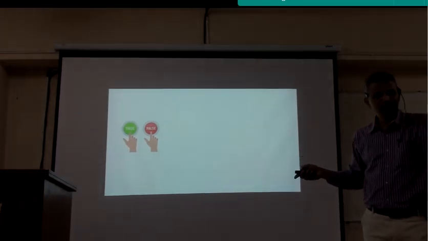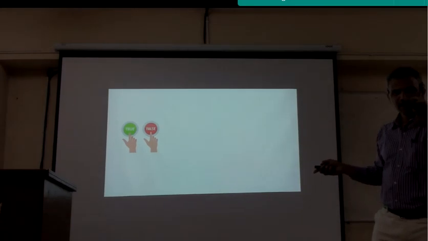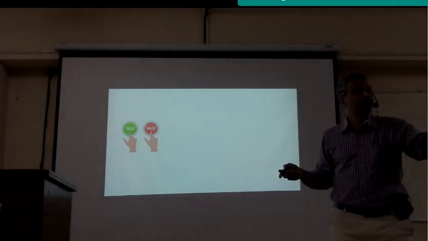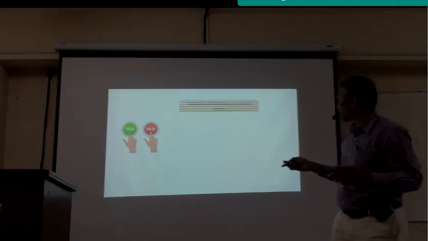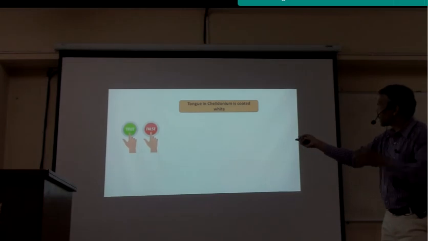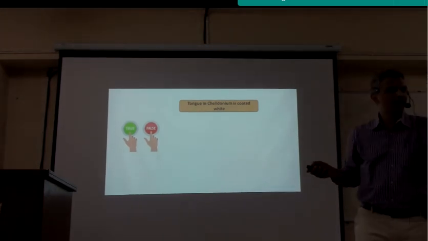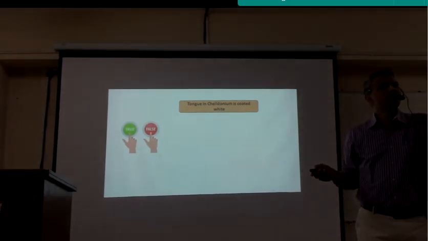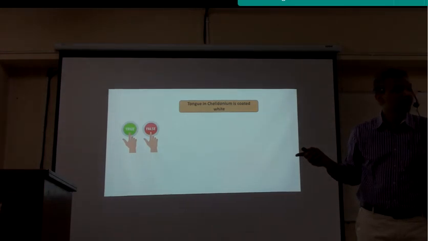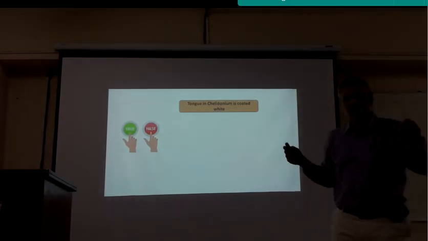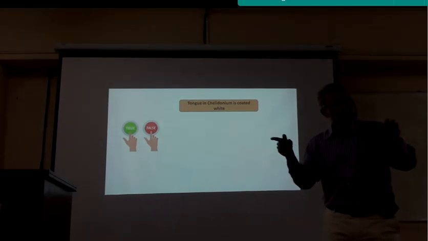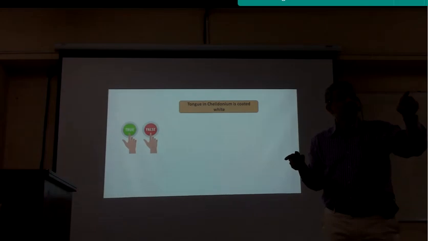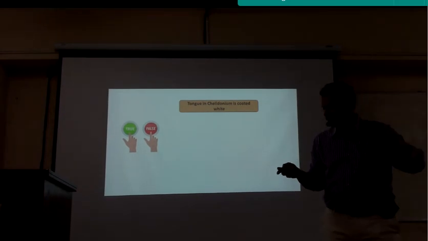We'll be looking at true or false. I'll be giving you 4 statements, and you'll have to just tell me if the statement I've given is correct or wrong. Very simple. Just to keep it going. Tongue in Chelidonium is coated white. What makes you feel it is false? The right answer is: tongue in Chelidonium is coated yellow. Only yellow? With imprint of teeth. Very good. So that was the first thing.